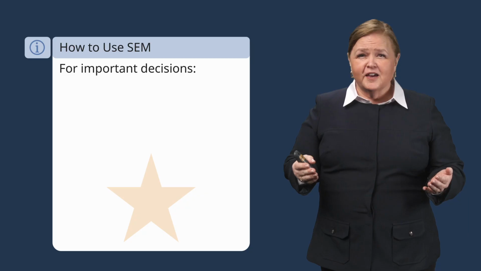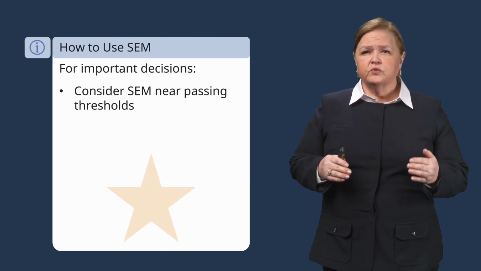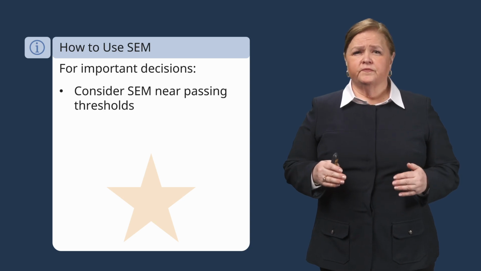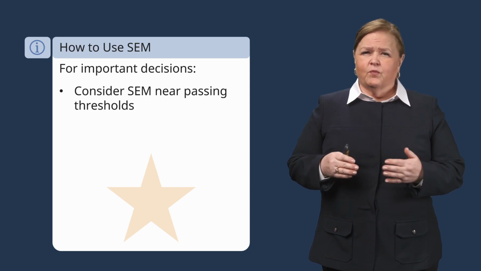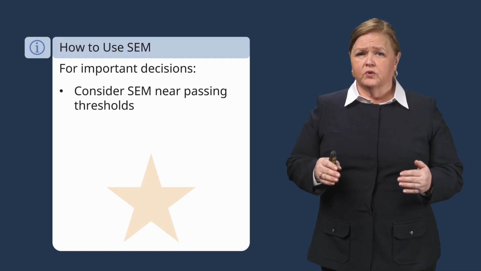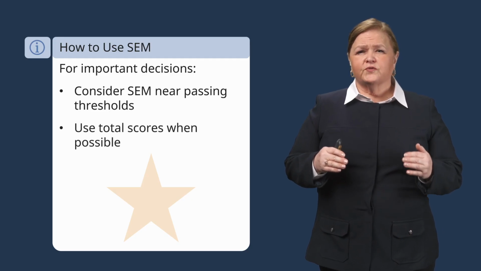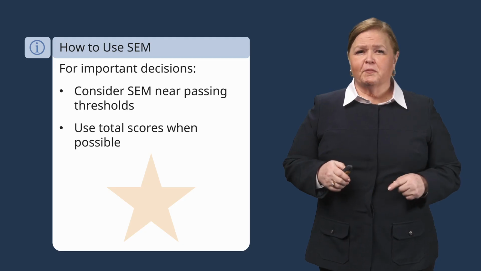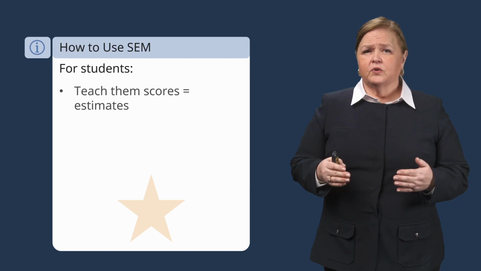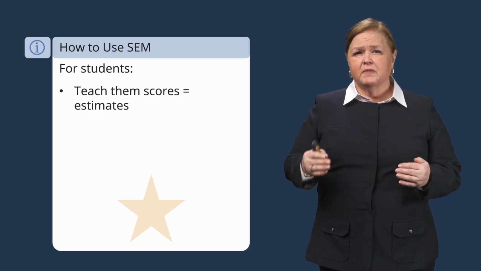Now, how do you practically apply this? How do you use SEM in your teaching? Well, when you're making important decisions about student performance, consider the SEM when a student scores near a passing threshold. Remember that subcategory scores have wider confidence bands than total scores, and use total scores for high-stakes decisions whenever possible. Now, when you're communicating with students, help them understand that test scores are estimates, not exact measurements.